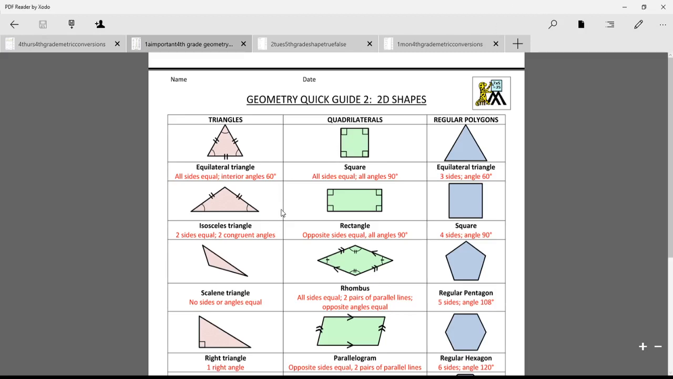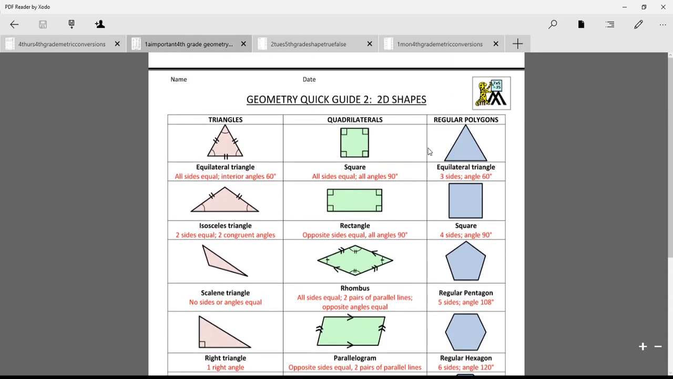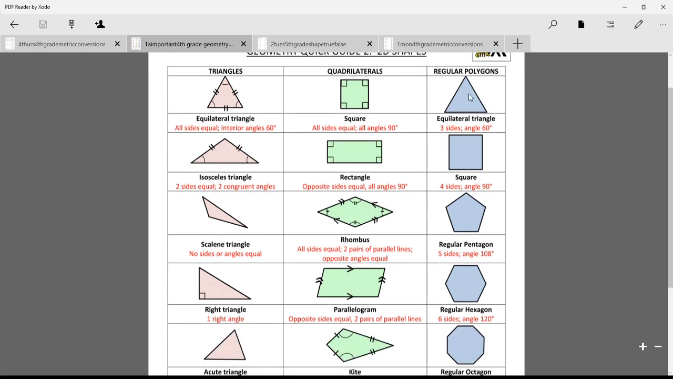Today we are going to talk about different shapes and their attributes. I've already done a video going over this sheet. I'll also link it in the description. Basically, it's a good quick guide to different types of triangles, quadrilaterals, and then polygons.